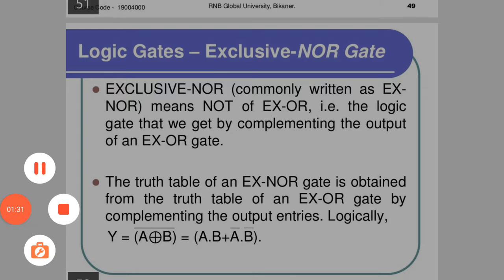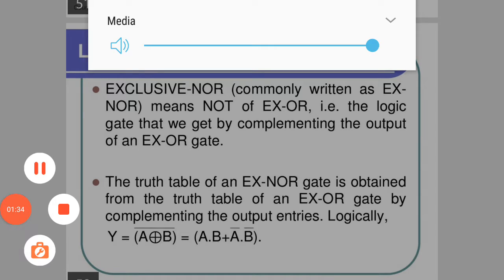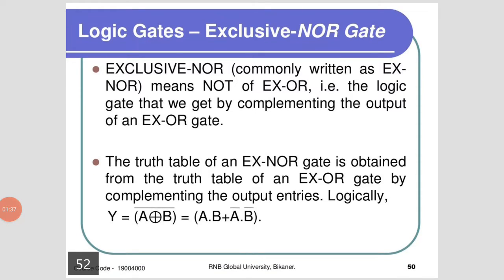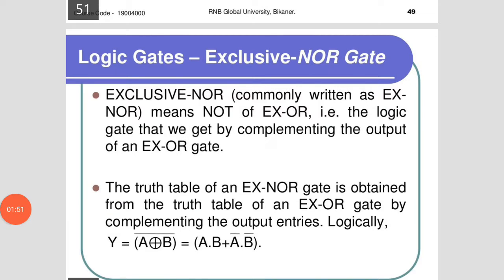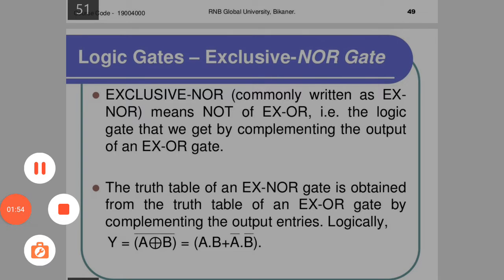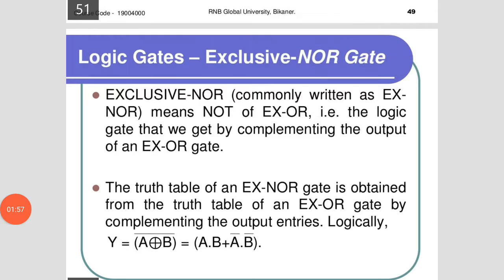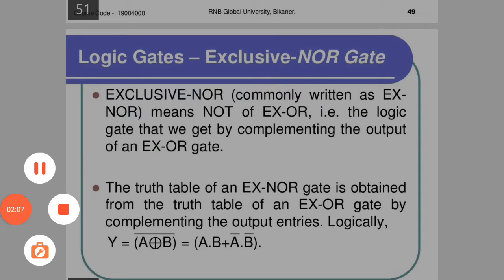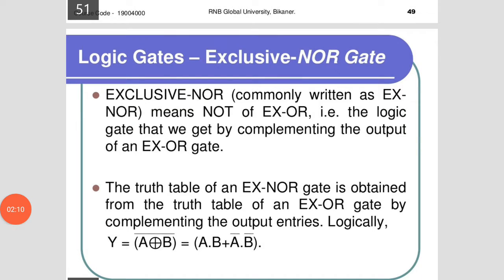After the exclusive OR gate, the next logic gate is the exclusive NOR gate. The exclusive NOR, commonly written as XNOR, means NOT of XOR. That is the logic gate that we get by complementing the output of an XOR gate. The truth table of an XNOR gate is obtained from the truth table of an XOR gate by complementing the output entries. Logically, Y is equal to A XOR B.